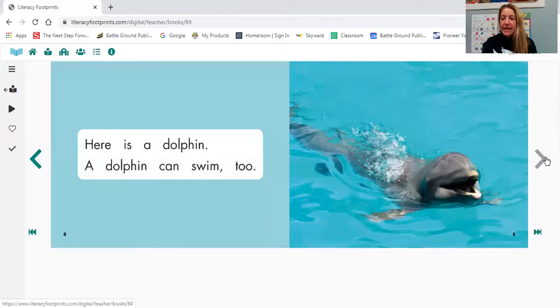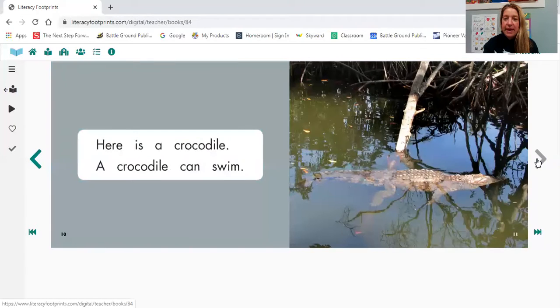Now, we saw this animal on our title page. This is called a dolphin. Dolphin, dolphin. See if you can find the word dolphin. It starts with the letter D. I see it 2 times. I see it here, and I see it here. Let's look at our next page.